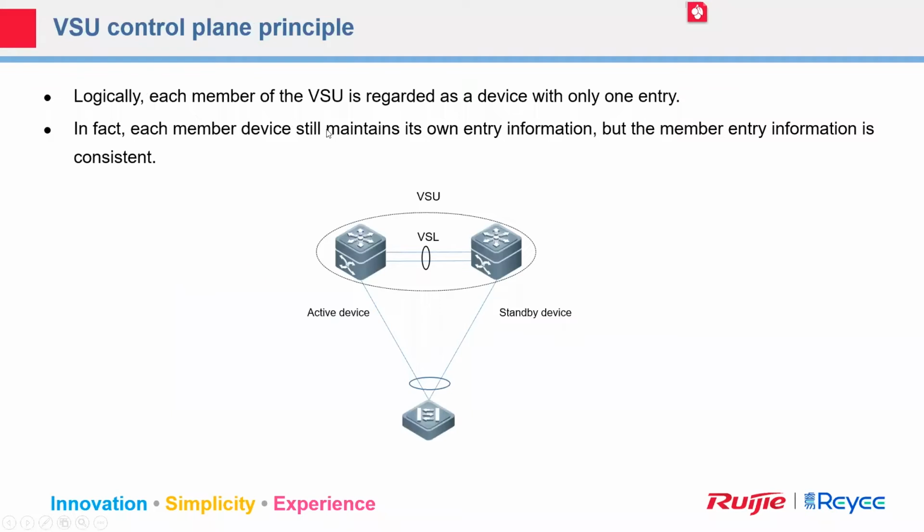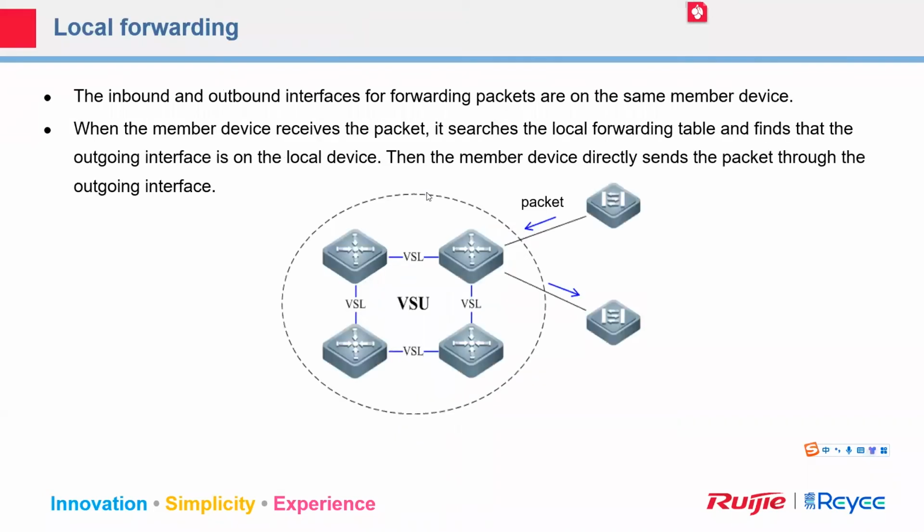And about the control plane. Logically, each member of the VSU only has 1 entry, and this 1 entry will be calculated by the active device, by the master. And when we get the entries, finally, I will get all the members in the VSU. And then all the devices will forward the traffic according to the label. So this is the control plane.